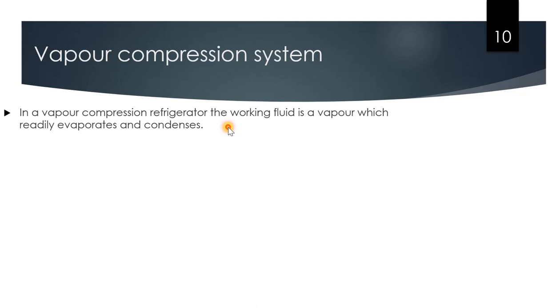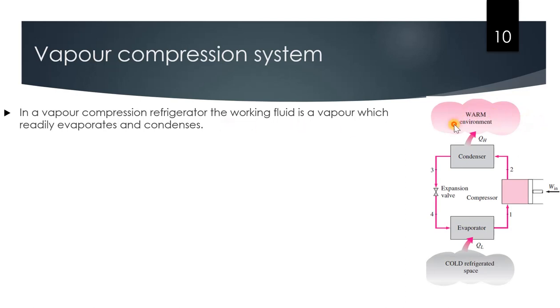Okay, and that means this refrigerant is the vapor. Okay, and it absorbs heat and rejects heat. So this is the common vapor compression system, and it has a condenser which rejects heat to the external environment, and it has an evaporator which absorbs heat from the cold refrigerator space. Okay, and there is a compressor in order to compress and increase the pressure of this vapor, and there is an expansion valve used to reduce the temperature and pressure of this compressed working fluid vapor.